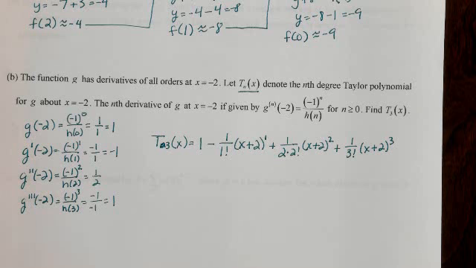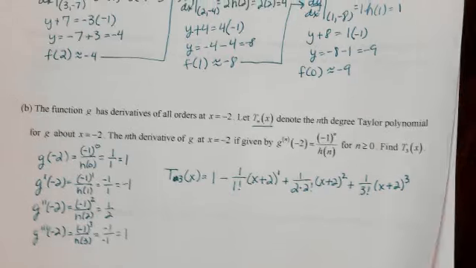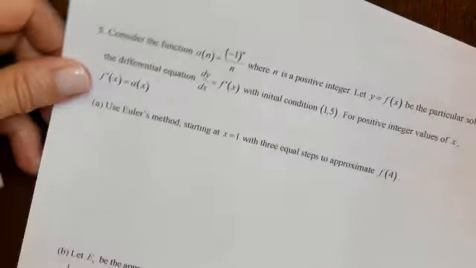So, not a bad little problem. I like that we got to do a Taylor polynomial in there and an Euler's method problem in there. Next up, let's take a look at number 5. This is a 3-part question.